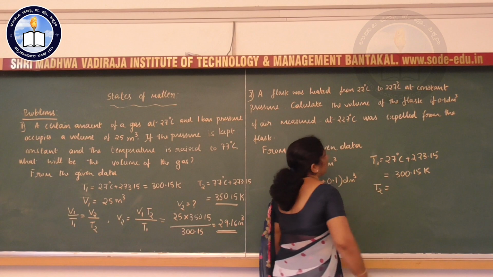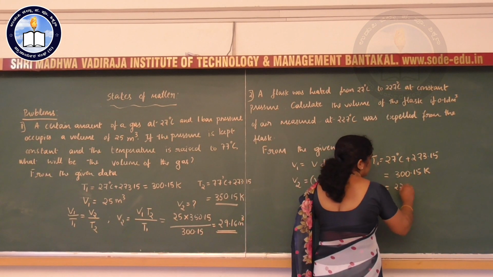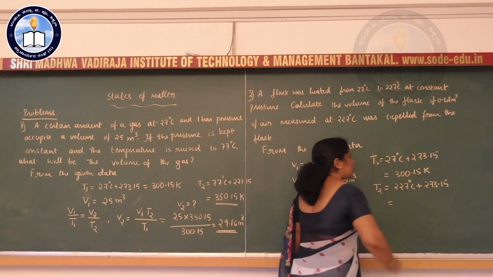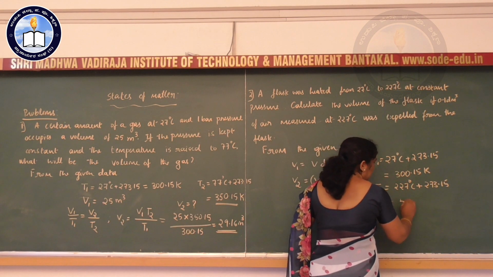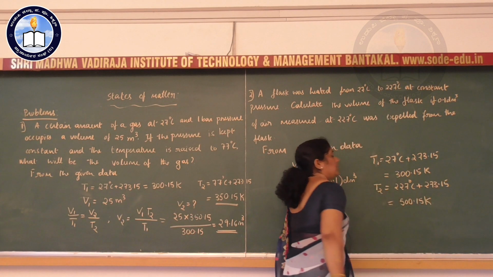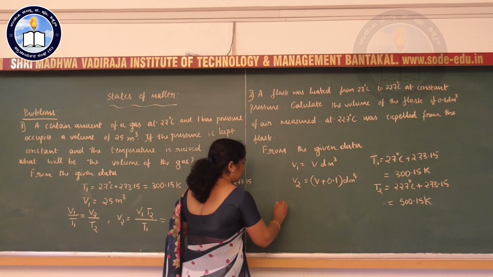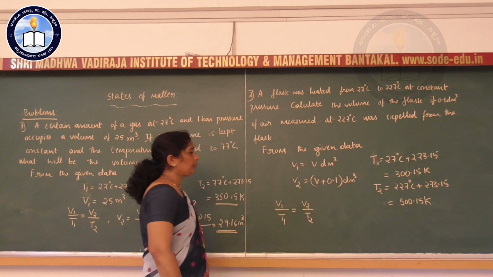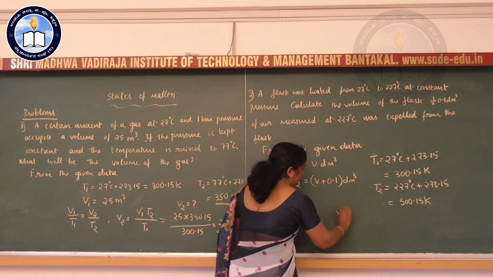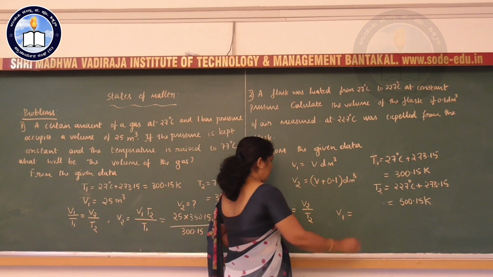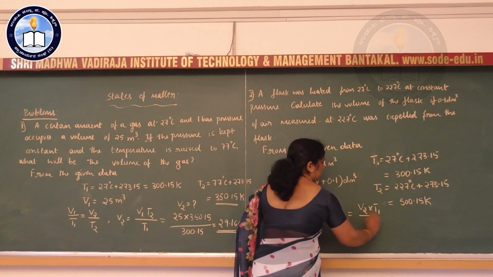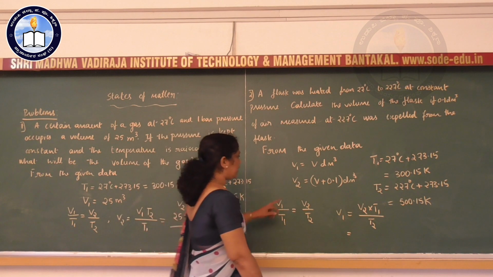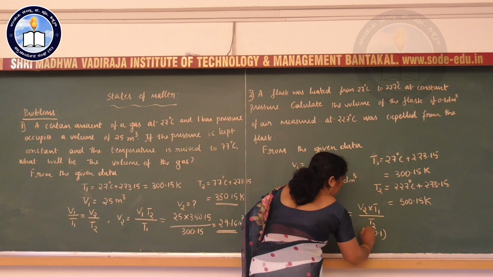What about T2? It is increased to 227 degrees Celsius. Let us convert it into Kelvin by adding 273.15, so we get 500.15 Kelvin. Very simple. Substituting in the formula, we know that V1 divided by T1 is equal to V2 by T2. Now let's calculate: V1 is equal to V2 into T1 divided by T2. V2 is nothing but V plus 0.1.